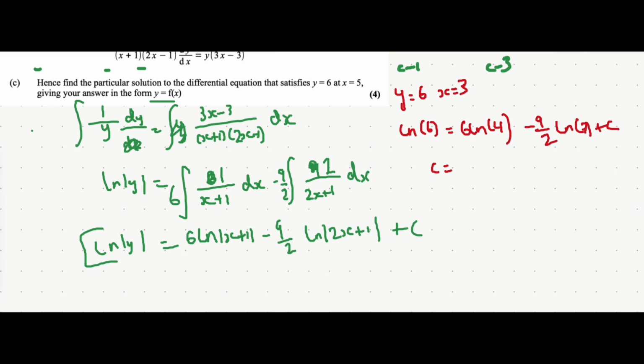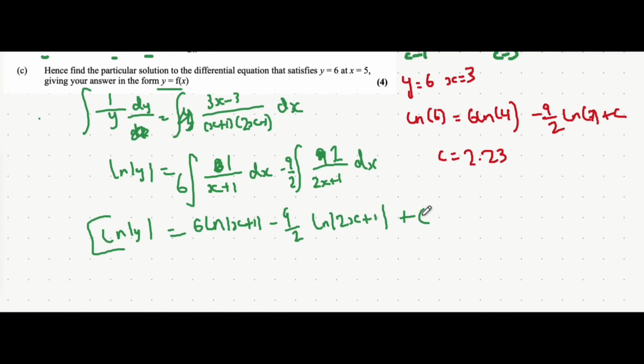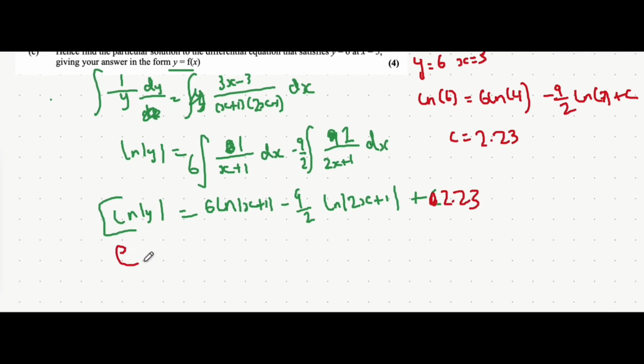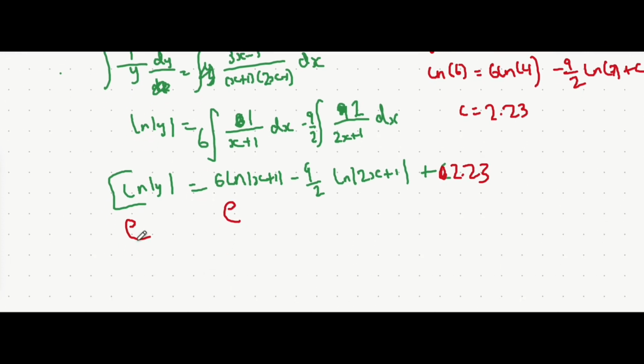Okay, so it gives a fraction, which okay, let's stick in this fraction form then. 2.23. Okay, once we've got the value of c now, we can put it into this equation. And then to get the particular solution of just y, we apply the power of e to both sides of the equation. So when you do that, e to the power of ln y is just y.